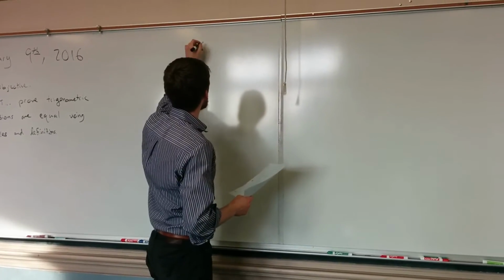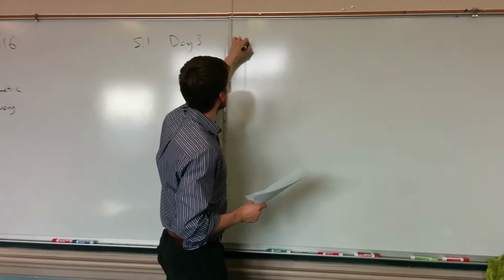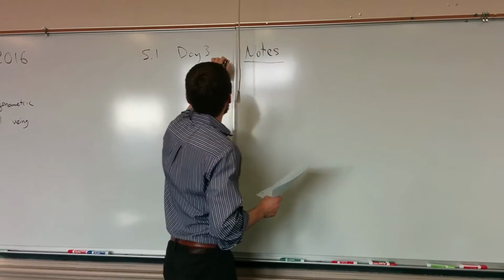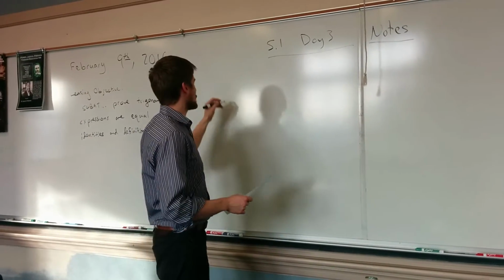So we're going to do 5.1, day 3, notes. And the whole identity we're going to look at today is called the angle sum identity.